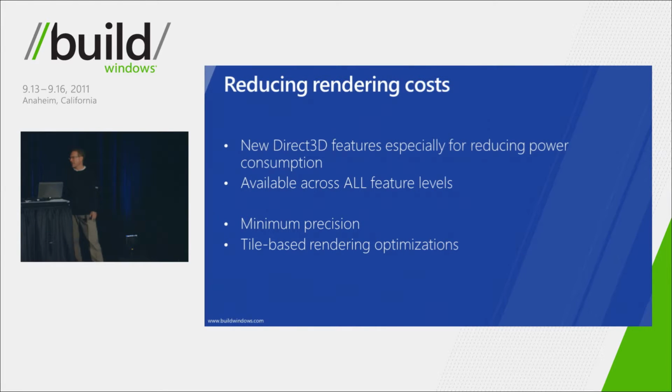To do that, we have some new things that we've added to Windows 8 that are available across all the feature levels to help reduce power consumption, and also to help us get to those performance levels. So the two things that I'm going to talk about today are minimum precision and some tile-based rendering things, and I'll get to what that means in a minute.